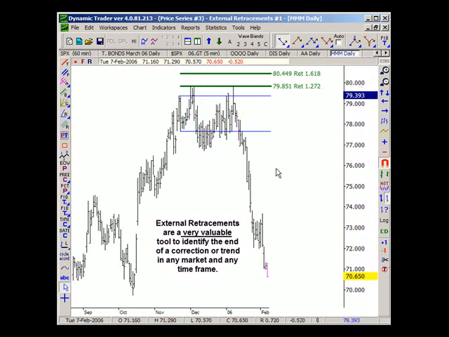So can you see how valuable this would be to identify the end of a correction and the end of a trend? And it's very valuable if we use these correct ratios for external retracements in the right conditions at the right time.